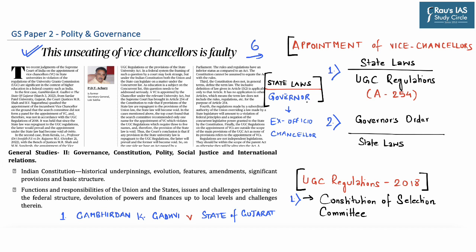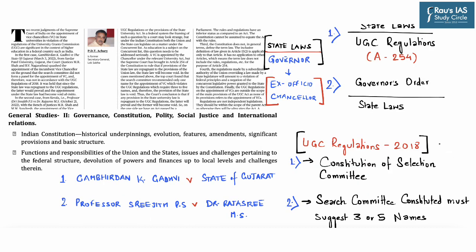Now generally according to the state university laws, it is the governor who is appointed as the ex officio chancellor of such state universities. And as chancellors, the governors enjoy certain statutory powers, including appointment of vice chancellors. However, regulations of UGC must also be followed. Now there are two important guidelines with respect to the UGC regulations of 2018. First is constitution of a selection committee to appoint vice chancellors, and this search committee or selection committee must suggest 3 or 5 names. So these are some of the requirements as suggested by the UGC regulations of 2018.